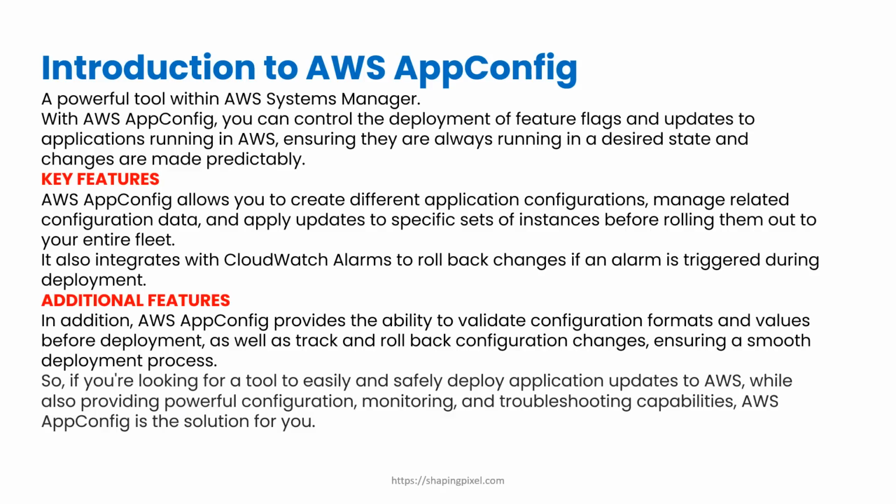In addition, AWS AppConfig provides the ability to validate configuration formats and values before deployment, as well as track and roll back configuration changes, ensuring a smooth deployment process. So if you're looking for a tool to easily and safely deploy application updates to AWS while also providing powerful configuration monitoring and troubleshooting capabilities, AWS AppConfig is the solution for you.